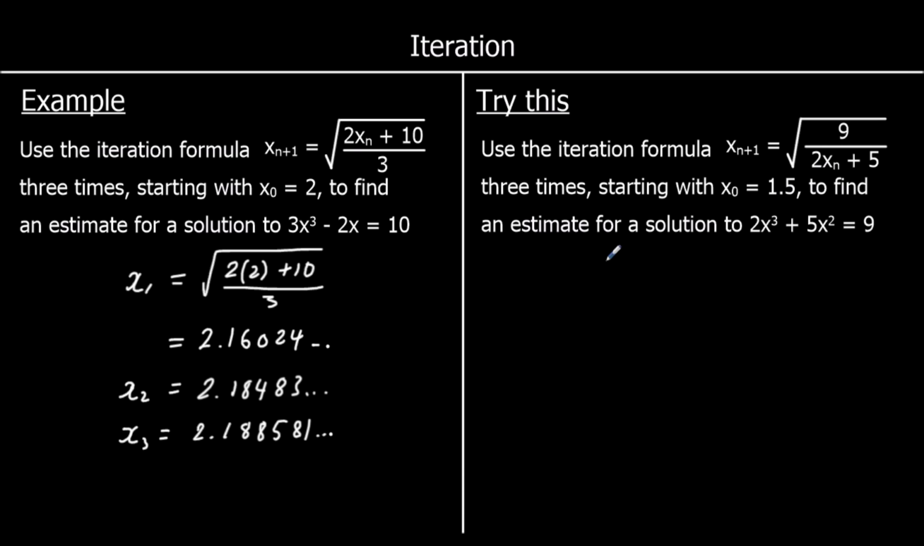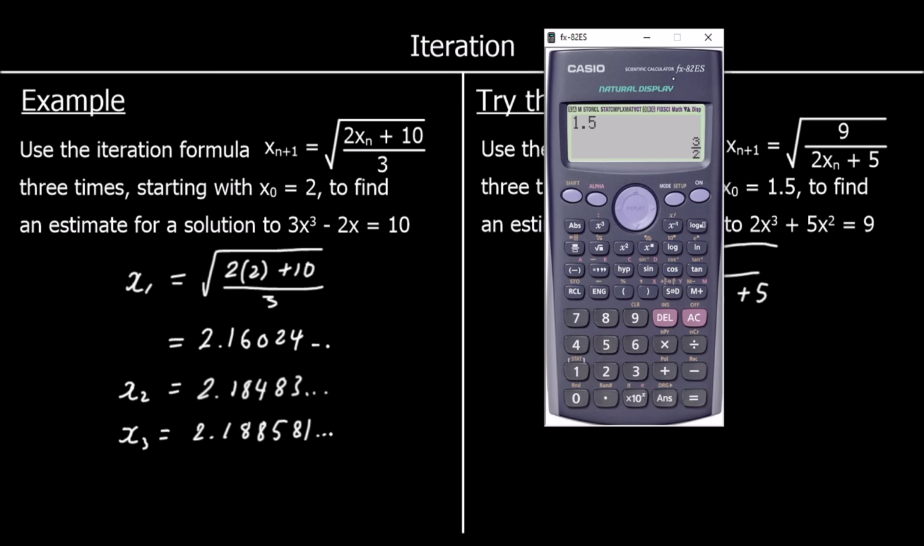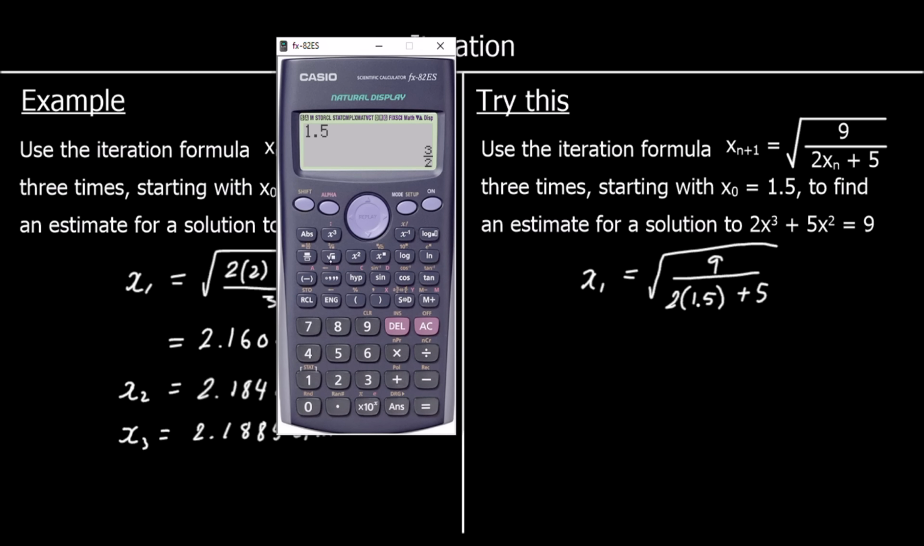So this time x1 is going to be the square root of 9 over 2 x0, which is 1.5, so 2 1.5s plus 5. So we're putting 1.5 in first. We'll use the ANS button. And then we're just going to type it in. So it's 9 over 2 times the answer plus 5. So we've got 1.06066 and so on.